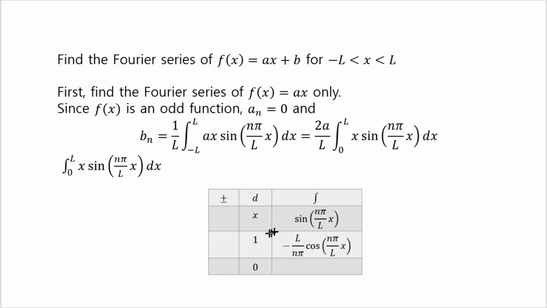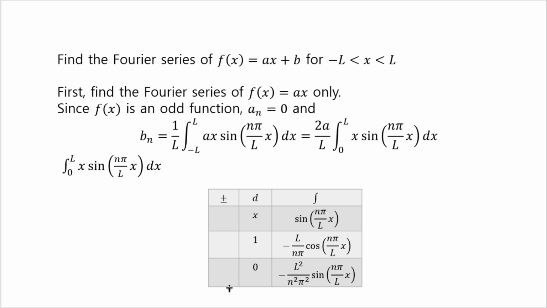And then you take the integration column, you integrate. Sine integrates to negative cosine. The coefficient is n pi over L, so you take the reciprocal and put it in front of it, so you get L over n pi with a negative cosine. Now integrating this yet again, you get negative sine, but because another reciprocal comes in front, you end up with L squared over n squared pi squared.